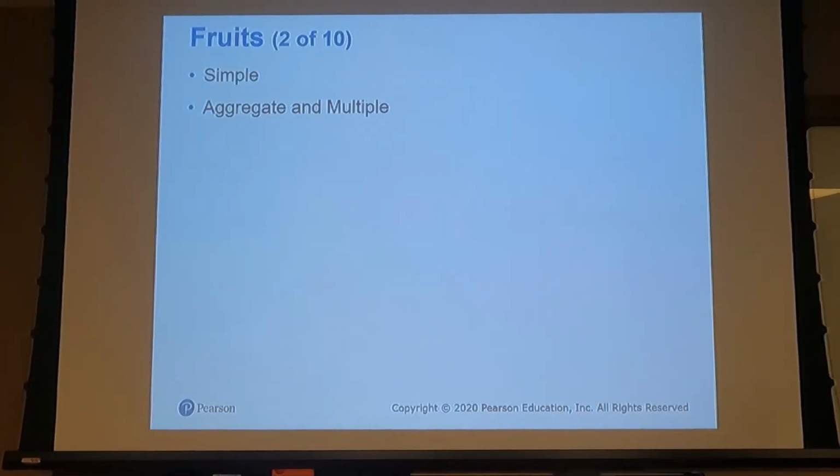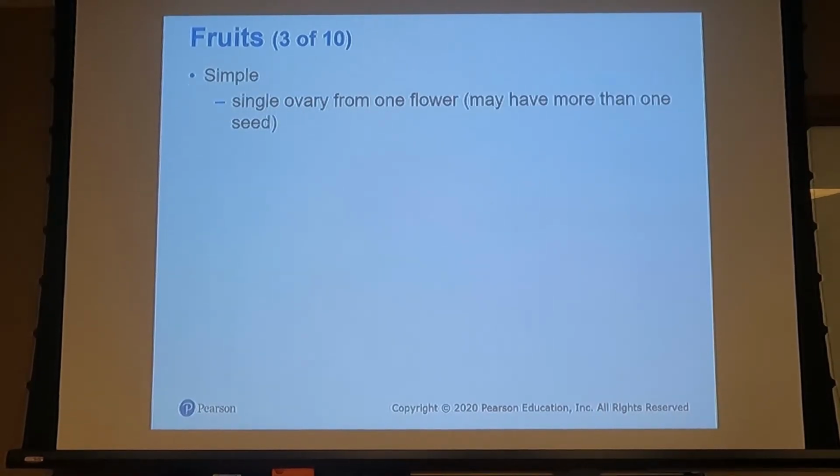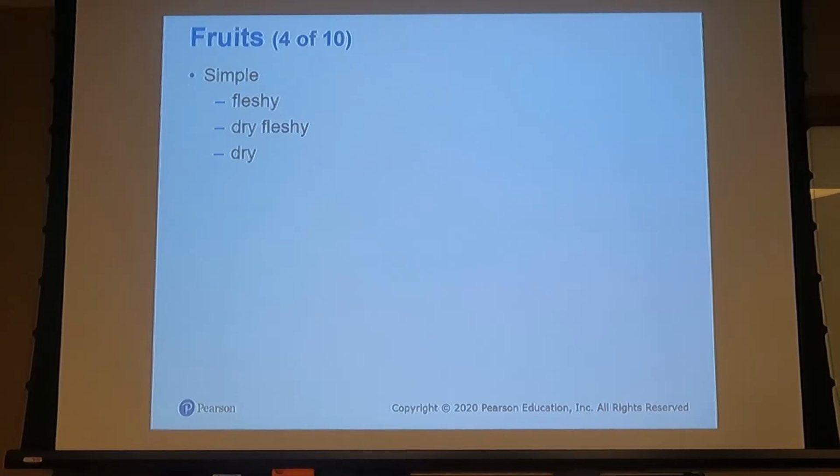There are several types of fruit. We have simple fruit, aggregate, multiple. A simple fruit is going to form from one single ovary, from one single flower, although it may have more than one seed. Our simple fruits are then kind of separated into fleshy, dry fleshy, or dry.